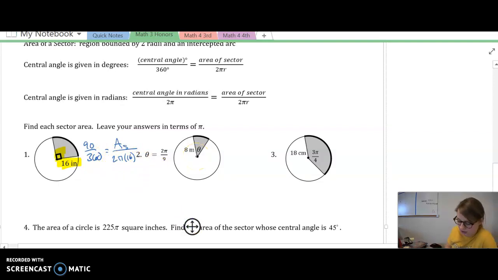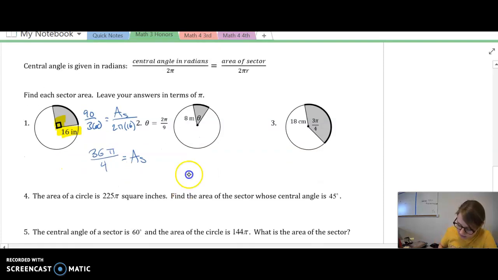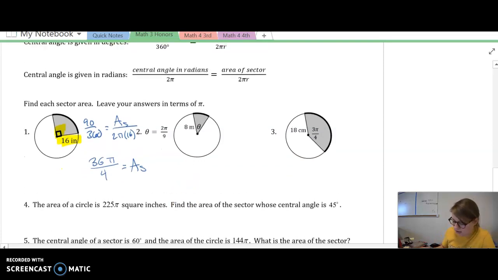So let's do that. So 90 over 360 times 2 pi over 16 is going to be 36 pi over 4, our sector area. And then all I have to do from here is just reduce that fraction. So 36 divided by 4 is going to be 9 pi. So that's my sector area. All right, so now let's do the next one.